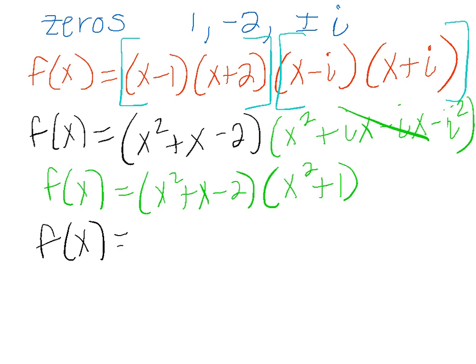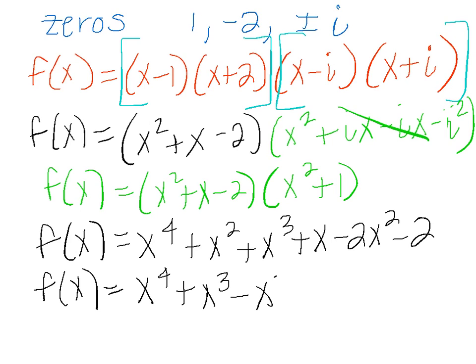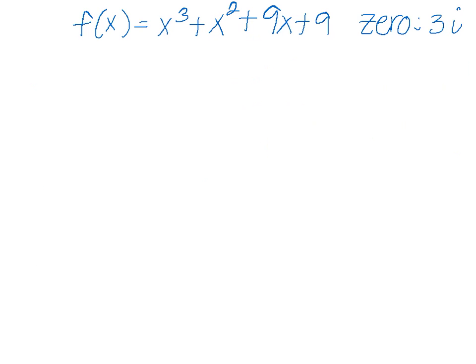So once again, this isn't necessarily a difficult problem, but it can take a little bit of time. So I would get x to the 4th plus x squared plus x cubed plus x minus 2x squared minus 2. So all I did, I distributed x squared, distributed x, distributed negative 2. Now I can just add my like terms together. So x to the 4th plus x cubed minus x squared plus x minus 2. And that would be our final answer.